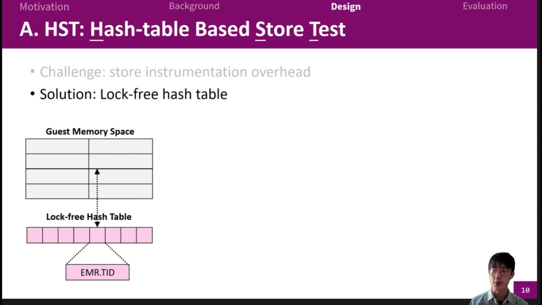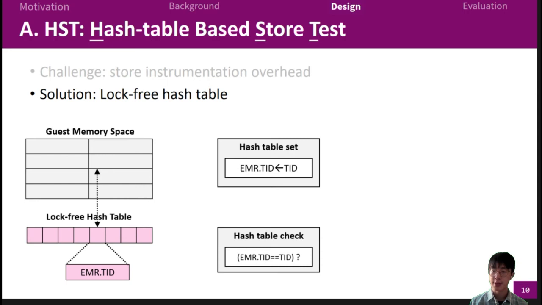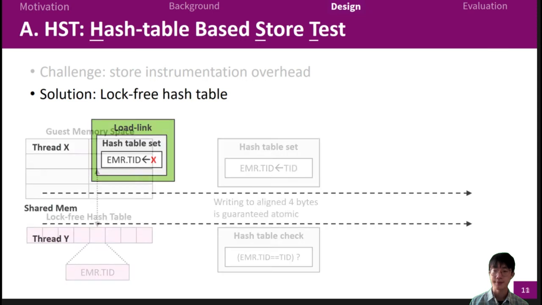There are two operations on the hash table. Hash table set writes the current thread's TID to the EMR TID, and hash table check reads from the entry and compares the EMR TID with the current thread's TID. Since writing a 4-byte integer is guaranteed to be atomic, these two operations are atomic by nature, and therefore they are thread safe without a lock.